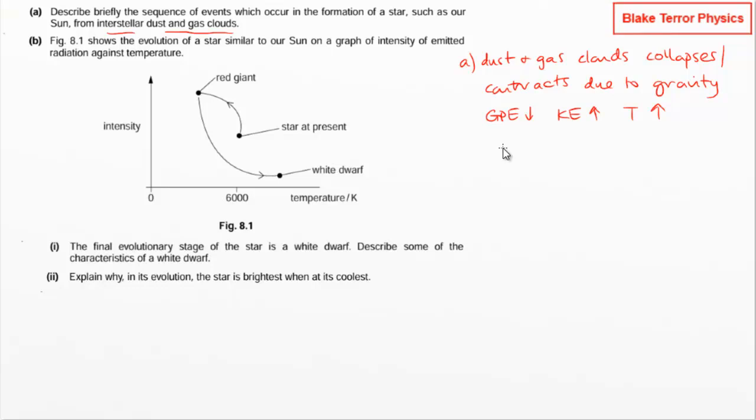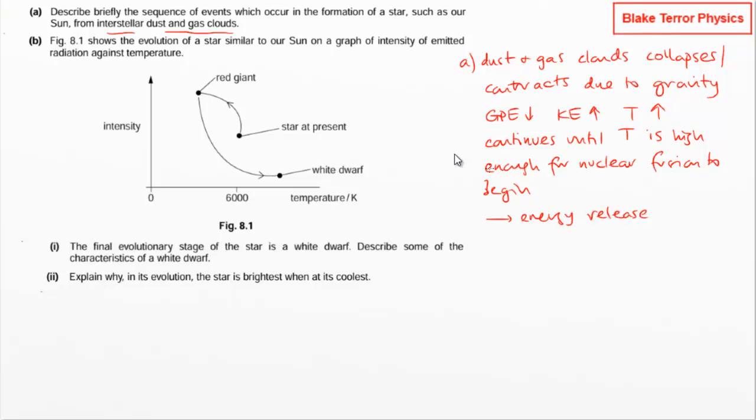Then we can say we've got fusion. Eventually the temperature is going to get hot enough for fusion to start, nuclear fusion. So this continues until the temperature is high enough for nuclear fusion to begin. Then we're getting an energy release. So this leads to an energy release.